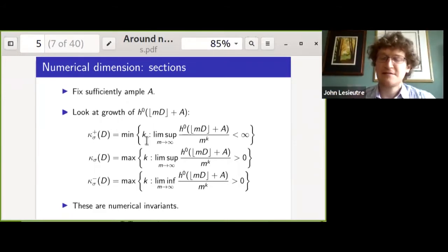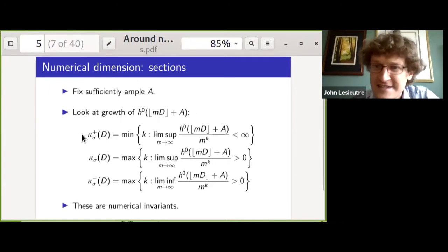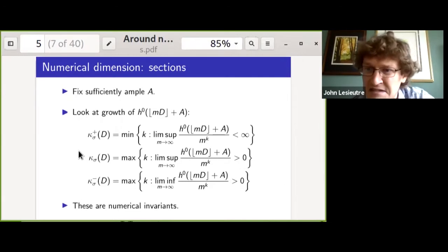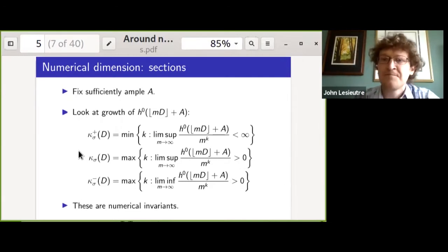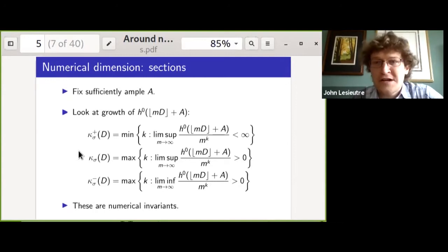So let me give a spoiler for my talk. The main result is I'm going to tell you a D where this H0 of MD plus A grows essentially like M to the 3/2 power. And then the question is, what should this kappa sigma invariant be? Should it be 1, should it be 2, or should it be 3/2? If you use the definitions in the literature, I guess this one is 2, and this one is 1, and this one is also 1. On the other hand, if it's growing like M to the 3/2, maybe it's more natural to just take 3/2 to be the answer.